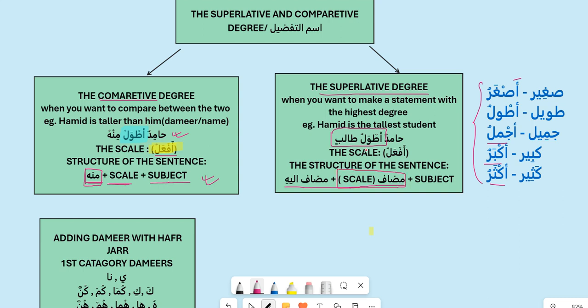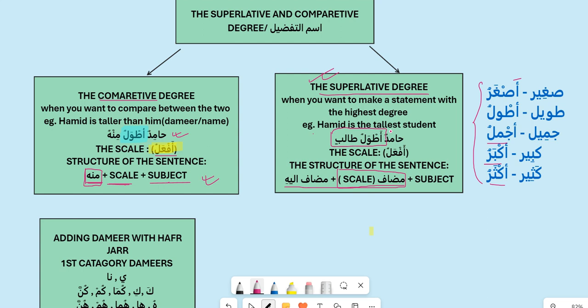Atwalu is falling under mudaf. That will be the scale. Atwalu. Talibin will be mudaf ilayhi. So when you see Atwalu talibin is in idafa structure, know that it's the superlative degree. Now you will translate it as Hamid is the tallest student. Tallest. So this is the superlative degree. So the structure, number one, the structure tells you, and the scale remains the same for comparative and superlative degree. Only the structure tells you the difference between superlative and comparative.